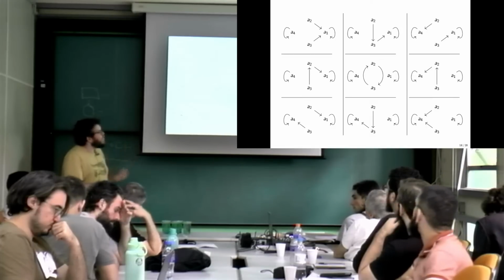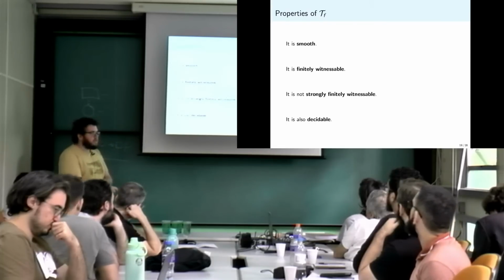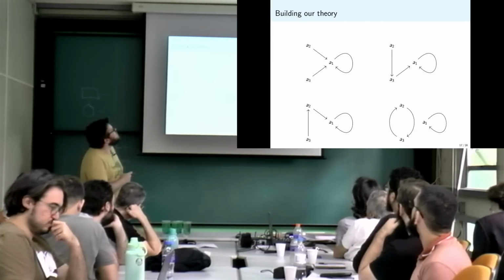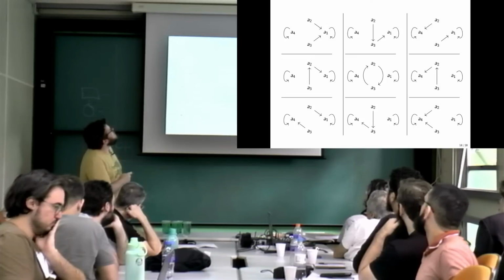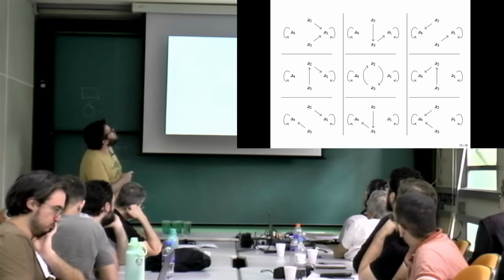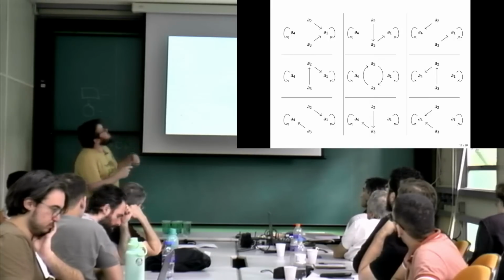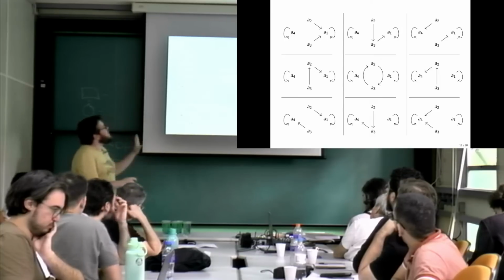And what do I say about this theory? It is easy to see the following. Let's take a model here, say this one. And notice I can increase this model while keeping all old relationships between elements. Thinking model theory, keeping the types of these elements. So the theory is smooth.